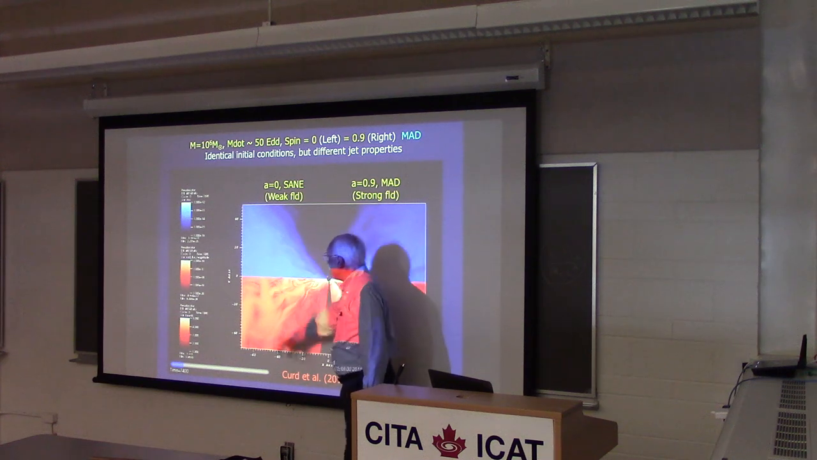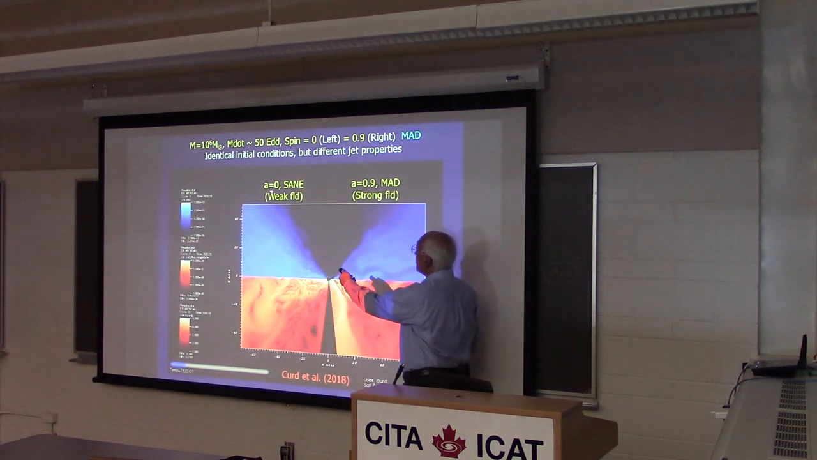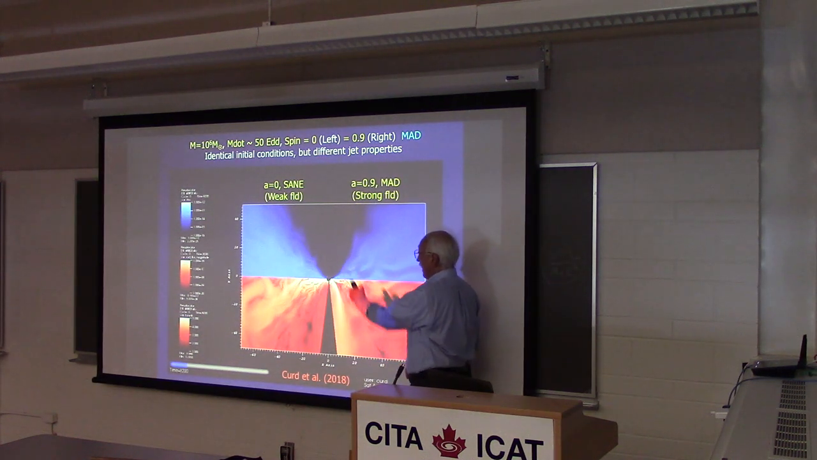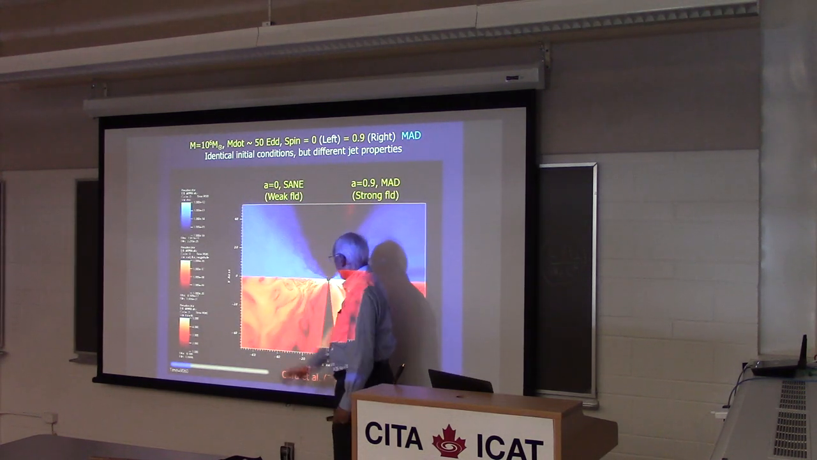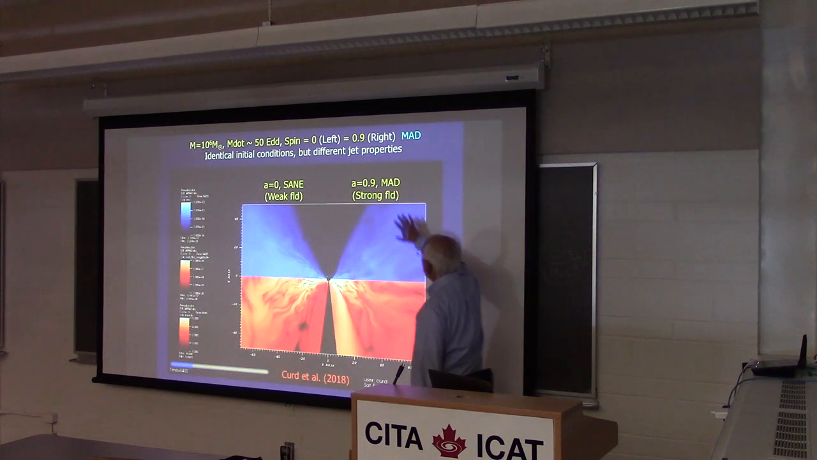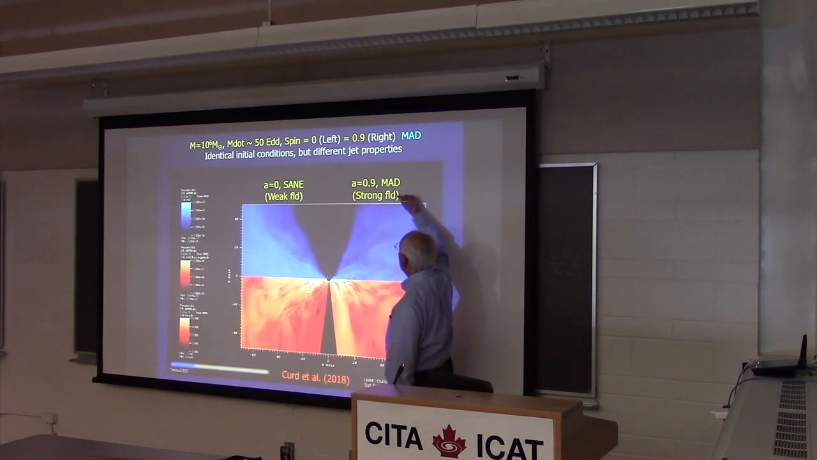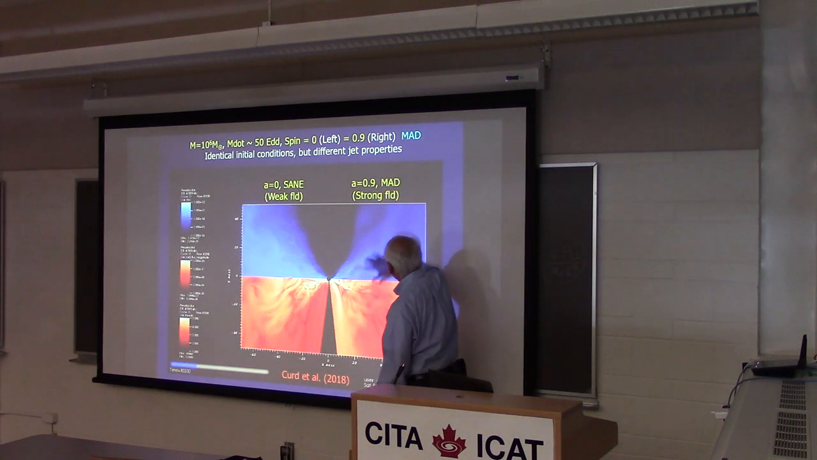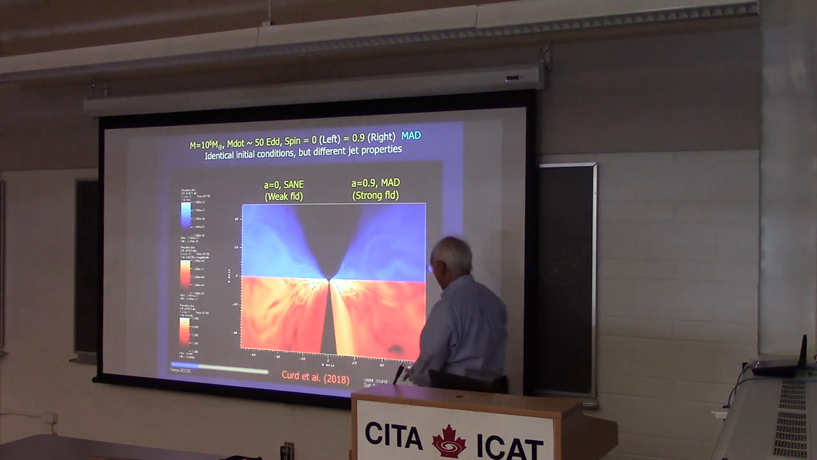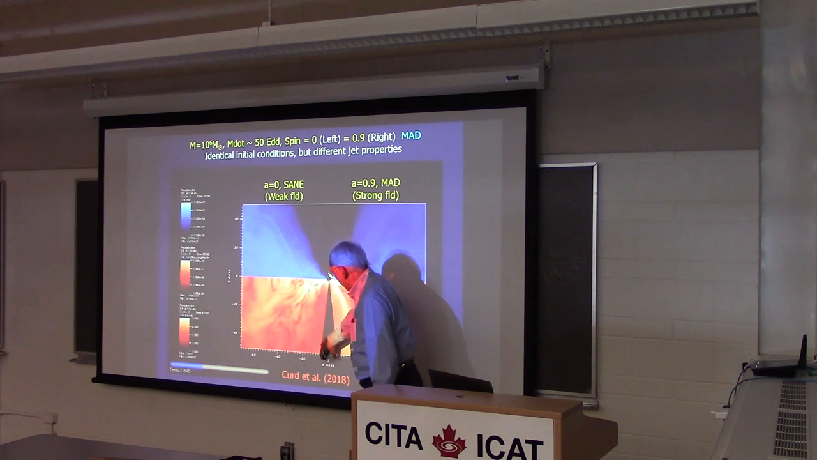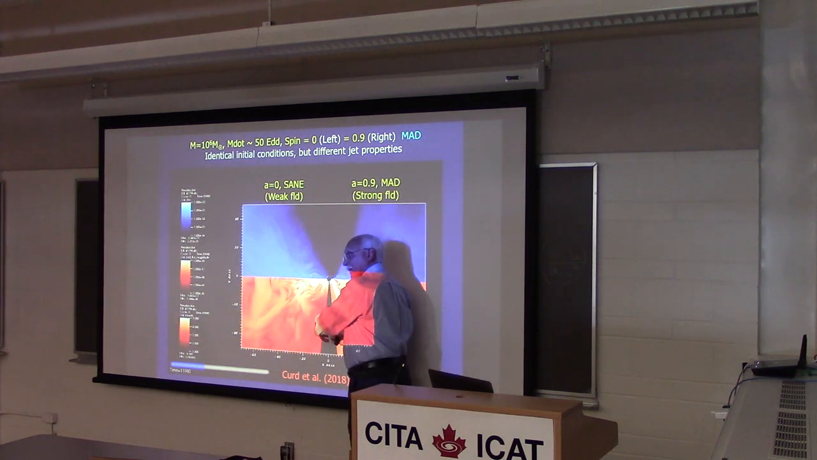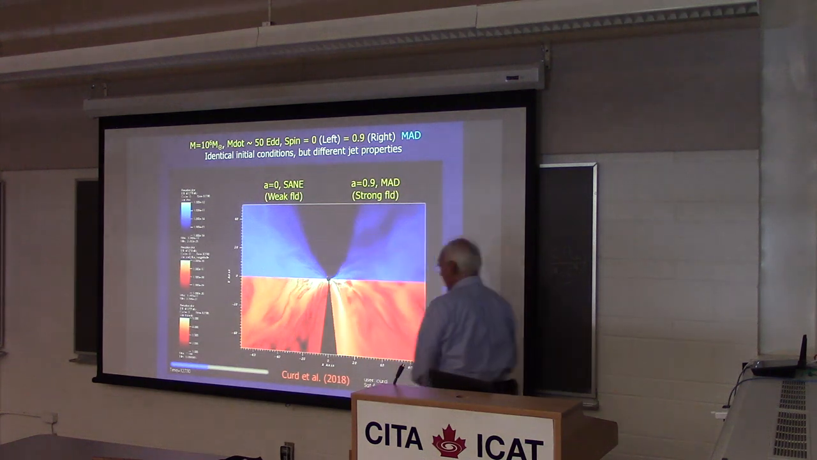Off on the left is the case of a non-spinning black hole and a weak field, SANE. Gas density here, radiation here. Off on the right is a spinning black hole and a strong field, MAD, OK? Gas density here, radiation here. Ignore this little black region. That is, it was simulated, but we don't believe the answer, so we just cut it out. The rest of it is probably OK.